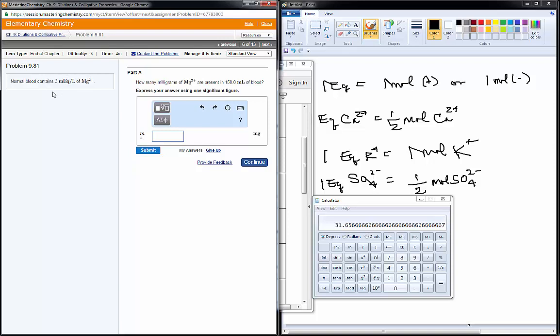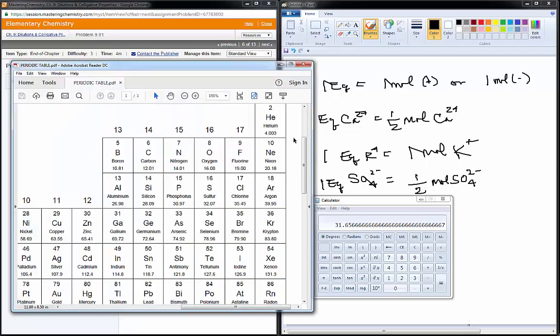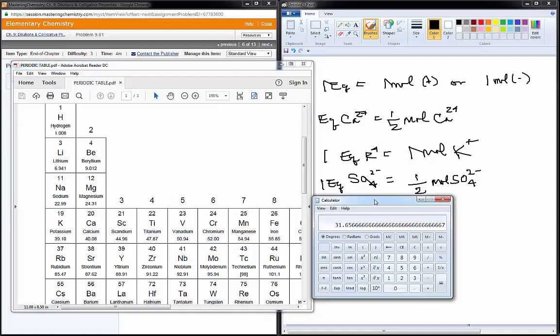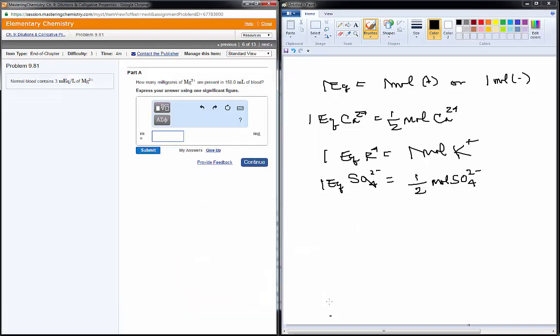Next, if I know that normal blood contains 3 milliequivalents per liter of magnesium, I would need to know how many milligrams that is in 150 milliliters. First thing I need is a conversion between grams and equivalents, and that's what we just did in the last problem. Magnesium has a charge of +2 because it's in group 2. So 1 equivalent of magnesium is 12.16 grams. Write that down.